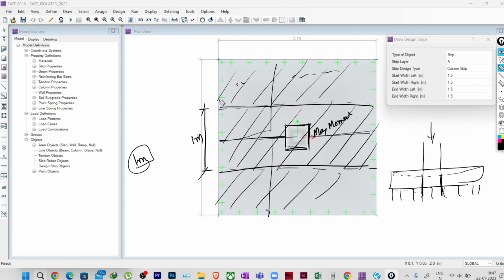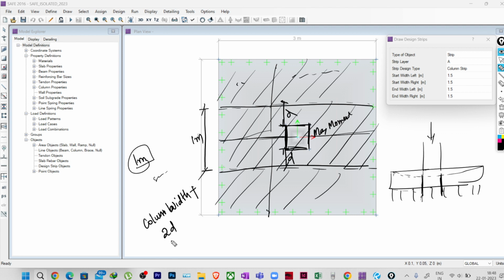Now suppose you have drawn a strip of 2 meter. In that case, whatever forces you are getting, if you divide this by 2 meter, then only you will be getting forces per meter width, right? So now if you draw 1 meter, then again you have to draw another one. So what is done in general practice is that this column width we have to take, right? So column width plus, in this direction we consider D, in this direction we consider D, so plus 2D.